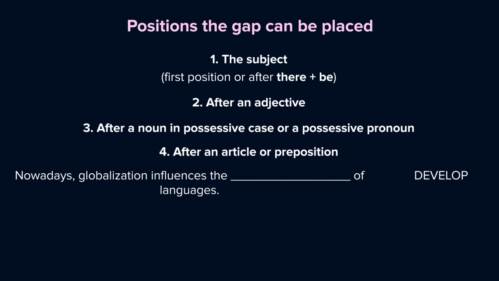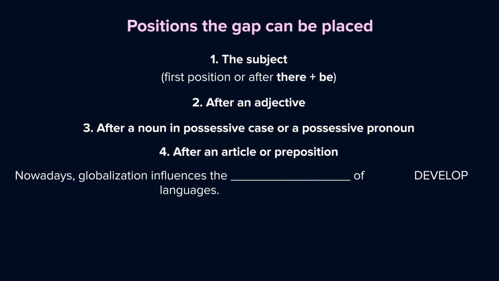The word develop needs a new suffix. -ion is not going to help us here. If you want to ask me why, I'm going to disappoint you here and say just because. Unfortunately, different suffixes don't form different words according to some specific rules. So you'll have to remember full words, not just rules on how to form them. I know that to form a noun from the verb develop, I need the suffix -ment. I got my answer. Development. Globalization influences the development of languages.